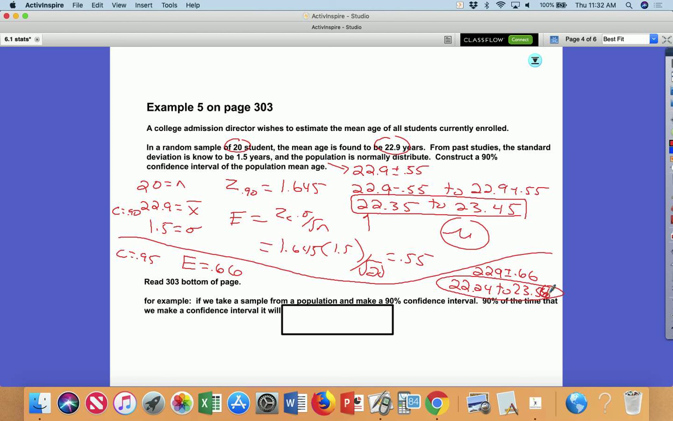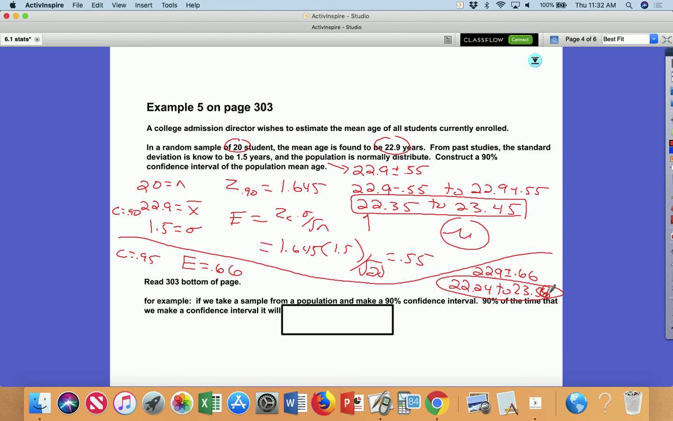Now, does n have a play on it as well? What would happen to e as this number gets bigger? As the denominator gets bigger, e would get smaller. So as your sample size were to increase with everything else staying the same, then your interval is going to get smaller because you got more information. Okay.